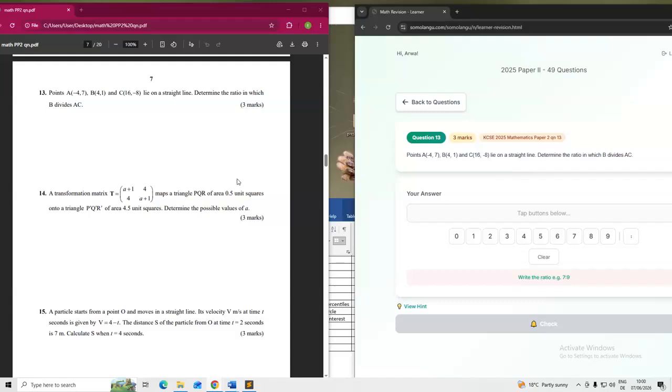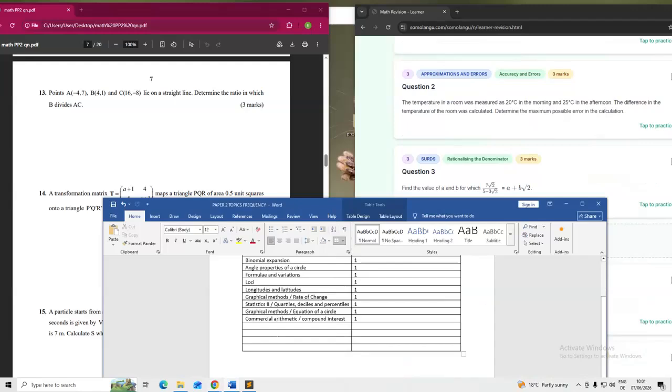The student is required to determine the ratio in which a point divides a line segment. The line segment is AC. The examiner is assessing your understanding of the ratio theorem and proportional division of line segments. So we have the topic vectors 2, the ratio theorem. It's been tested once in this paper.